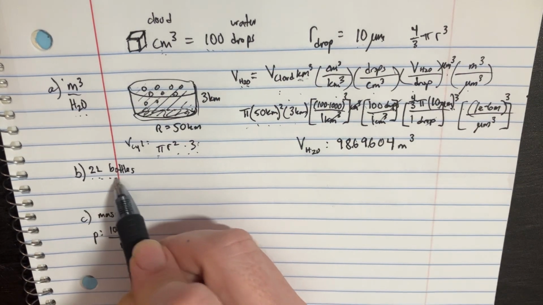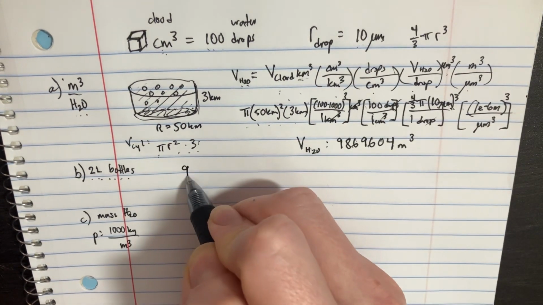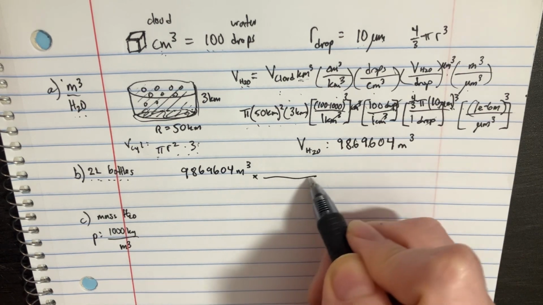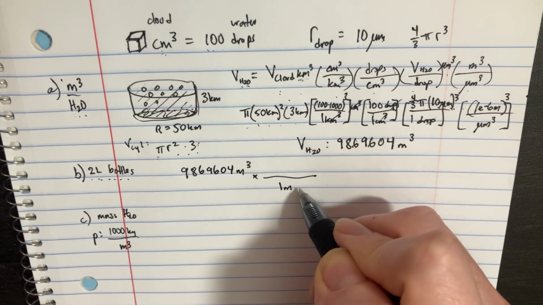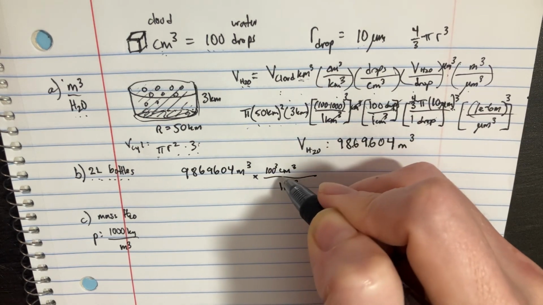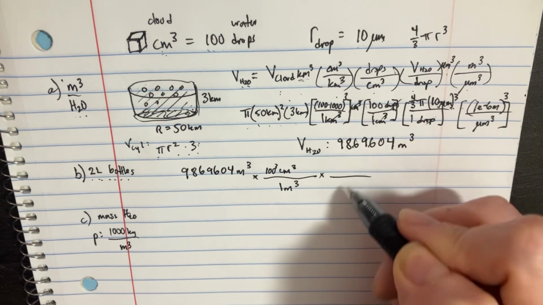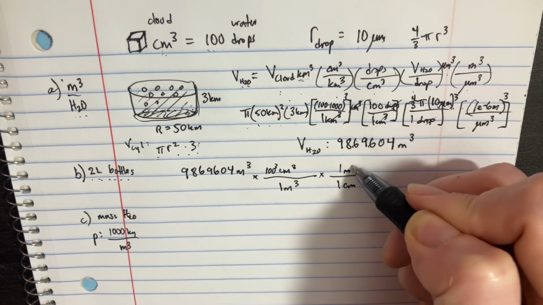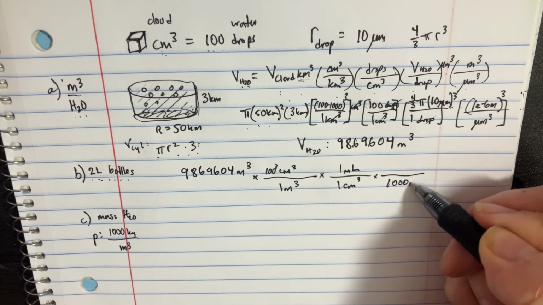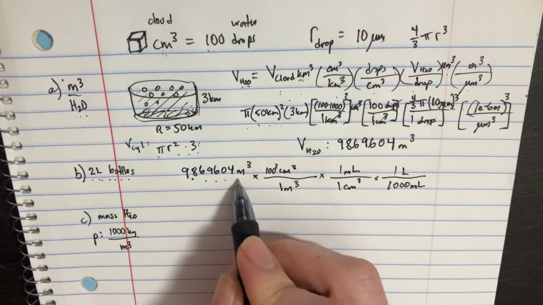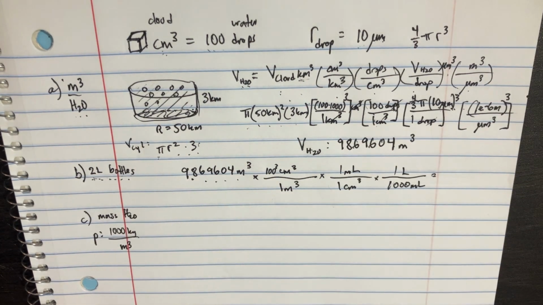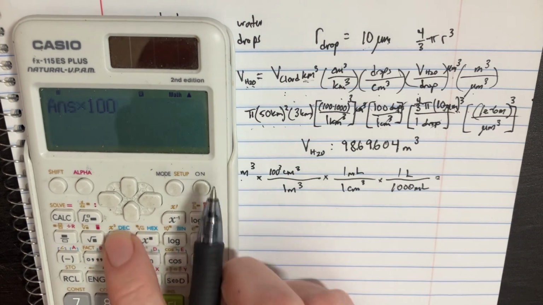Our next goal is to try to figure out how many 2-liter bottles we can fill with this much water. Well, if we know that we have 9869604 meters to the third, let's try to convert that to liters. But first, let's take a couple of steps. First, we're going to go from meters to centimeters, and we know that there's going to be 100 centimeters per meter, so we're going to cube this 100. Then 1 centimeter cubed turns into 1 milliliter. Well, that's fine, but there's not enough milliliters, so we need 1,000 milliliters to make 1 liter. And so now we can convert this into liters, but that's not going to be the number of bottles yet. So we'll take our answer, and we're going to do 100 to the third power here.